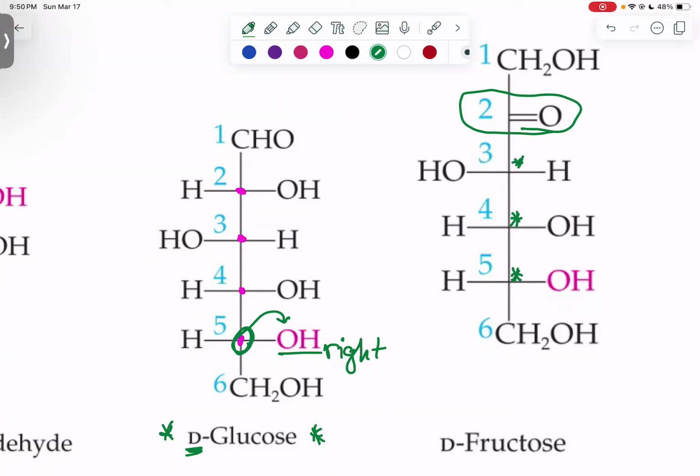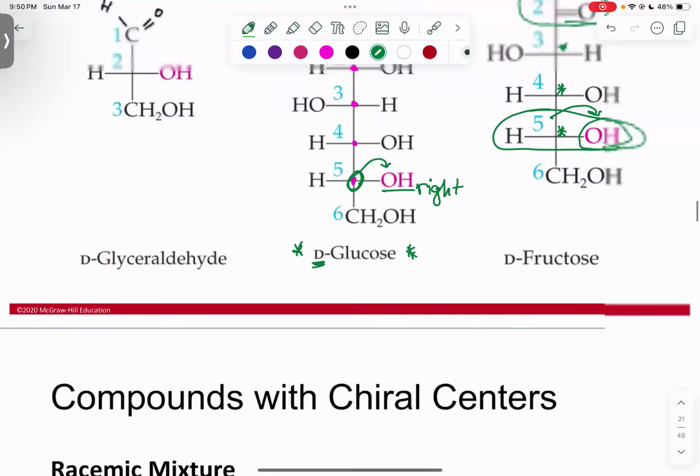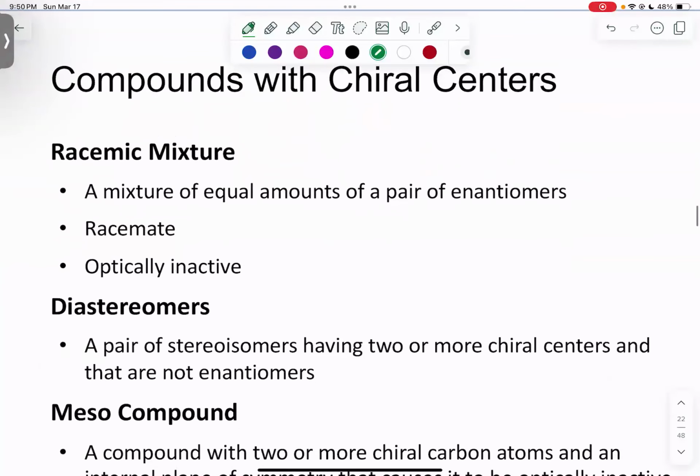And we know it is D because we look at carbon number 5, that's our farthest chiral carbon. And we look at the hydroxyl on the right. That makes it D-fructose. And you're seeing all these D's because that's what our body metabolizes. Our body metabolizes things that are in the D form.